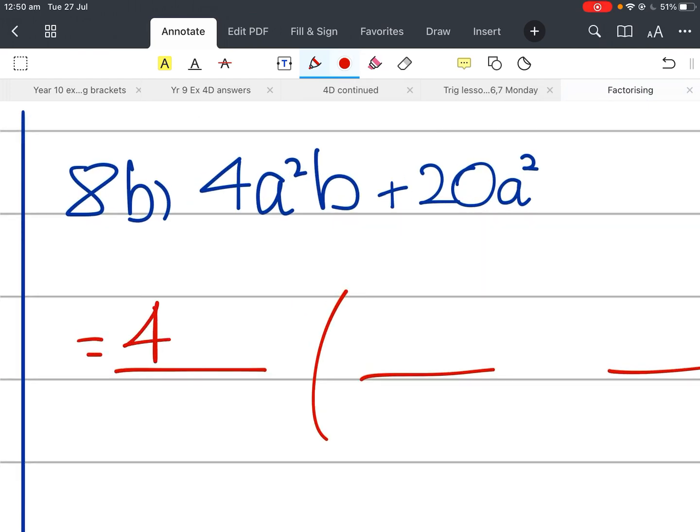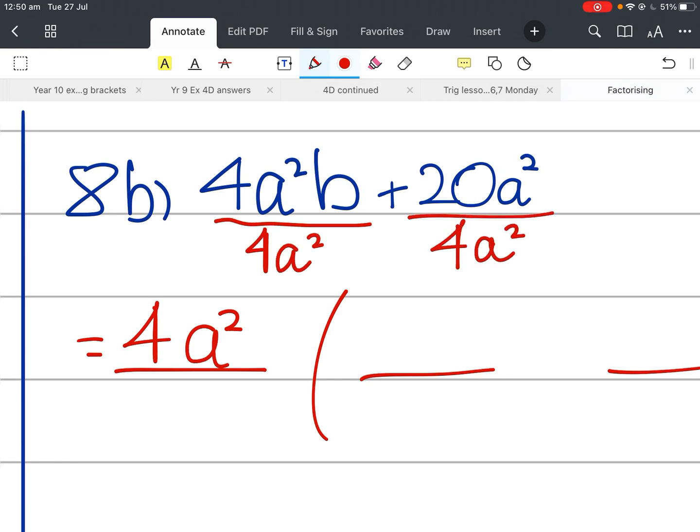Let's look at the letters. Now what letter is exactly the same? Well, 4a squared b and 20a squared both have an a squared. So I must write down a squared. Okay? The most letters that are repeated, I must write them all down. So now I'm going to do the opposite of multiplying. I'm going to divide. So 4a squared b over 4a squared. The 4's cancel out and the a squareds cancel out. What am I left with? A b.